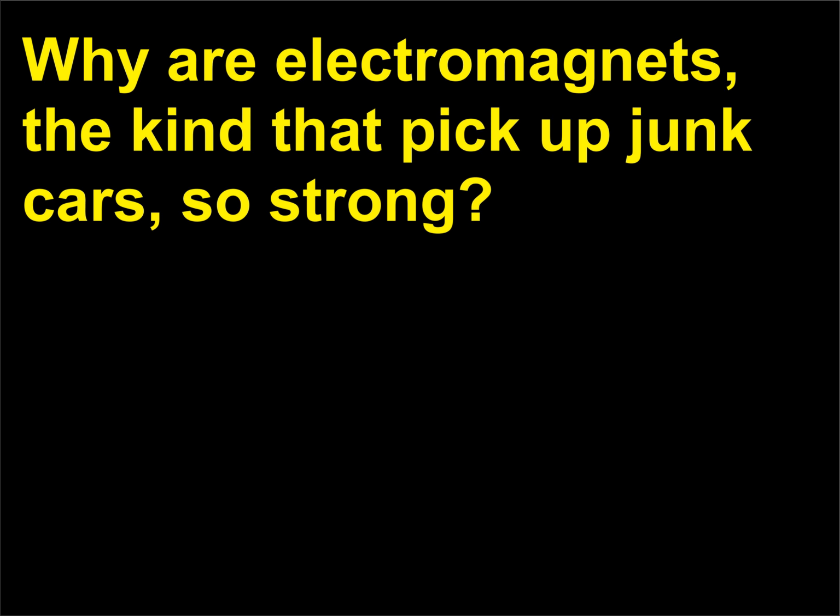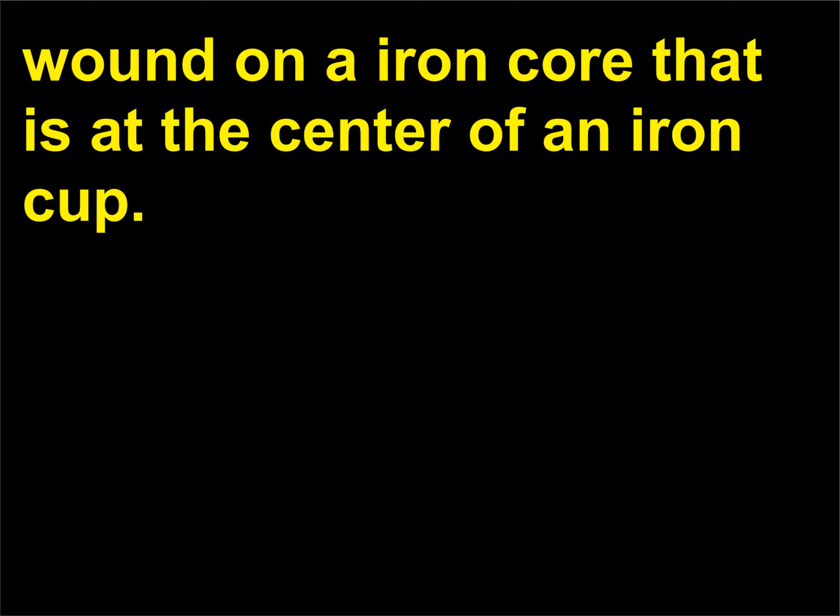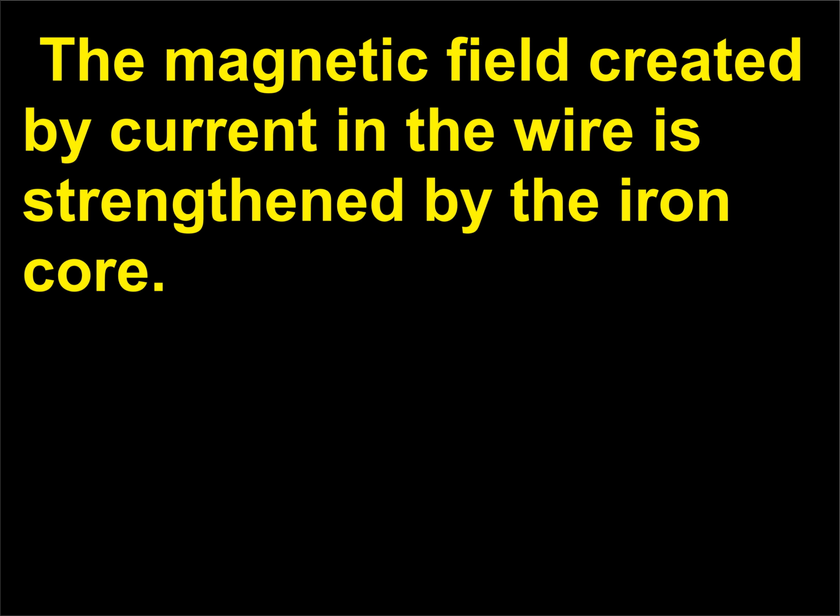Why are electromagnets, the kind that pick up junk cars, so strong? An electromagnet is a coil of current-carrying wire wound on an iron core that is at the center of an iron cup. The magnetic field created by current in the wire is strengthened by the iron core.